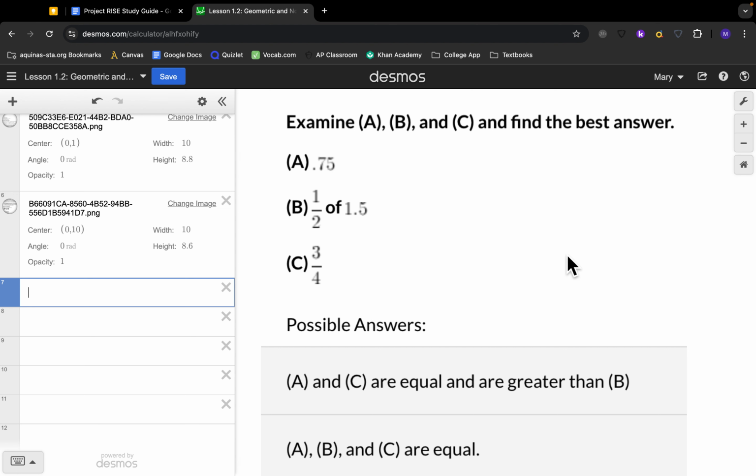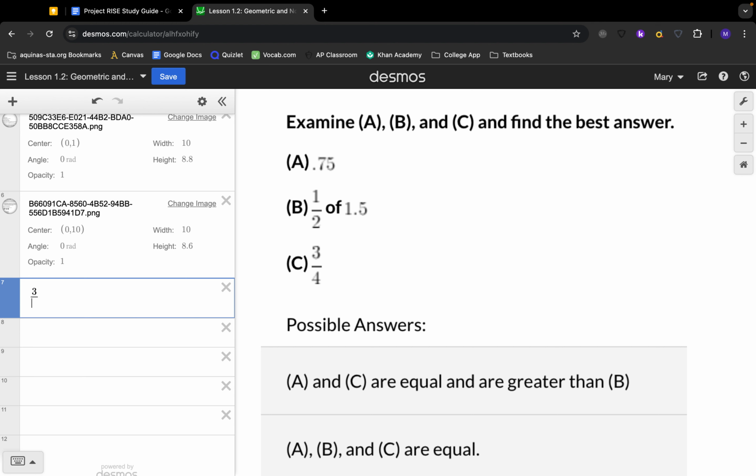First question is examine A, B, and C and find the best answer. The first one is telling us it's 0.75. Option B is 1/2 of 1.5, and option C is 3/4.